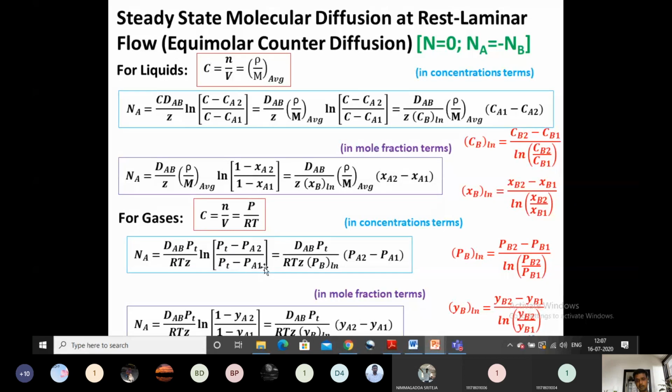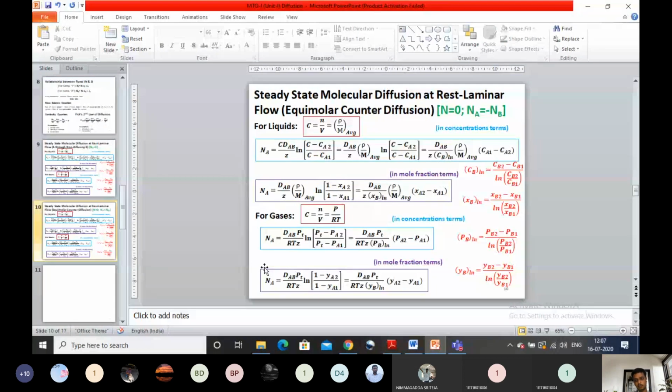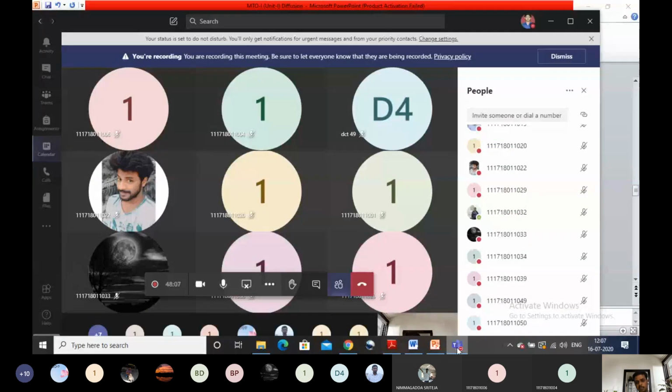Any doubts until now in mass transfer, so that we can go easily to the next derivations in the next class? If you have any doubts in the definitions or anything, just ask me now. From the next class we will not have time to go through the basic terms one more time, so that we can go fast in the derivations. If you have any doubt, just ask me.